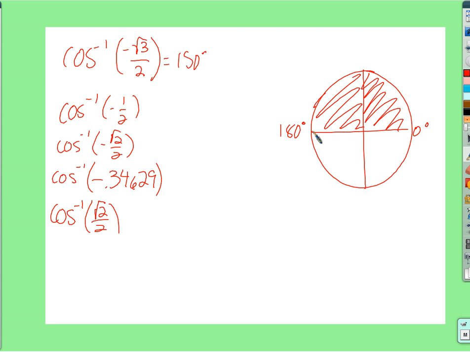Our positive cosines are going to be over here, so all the angles that have positive cosines are going to be from 0 to 90. All the angles that have negative cosines are from 90 to 180. So all the angles we need to get outputs for anything we put into the inverse cosine function are from 0 to 180. How about the inverse cosine of negative 5?